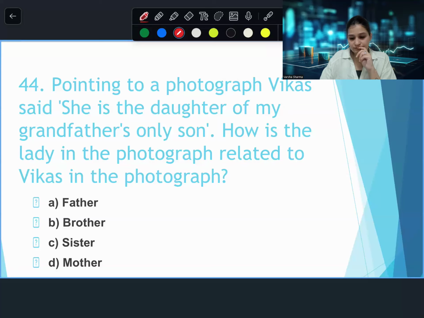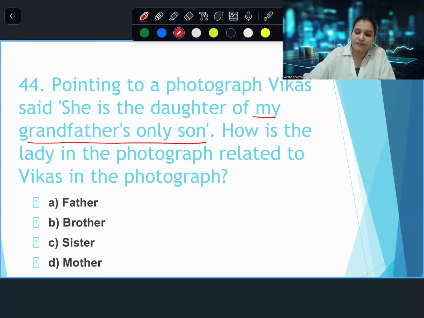Yes, ma'am, sister. Okay, pointing to a photograph, Vikash said, she is the daughter of my grandfather's only son. So let's read this. Can you draw this? My grandfather's only son. My is Vikash. Can you draw this? Yes, ma'am. It is grandfather, father, and Vikash. That way, right?